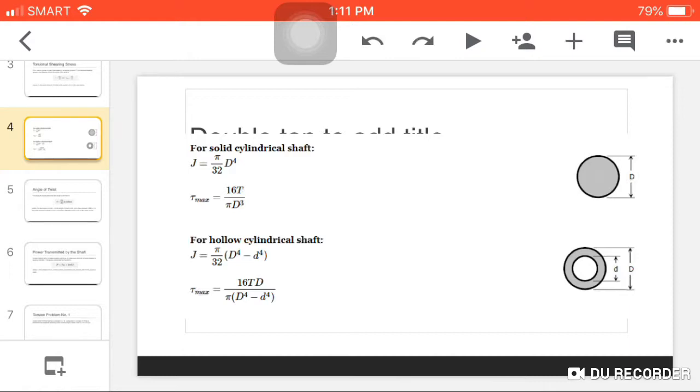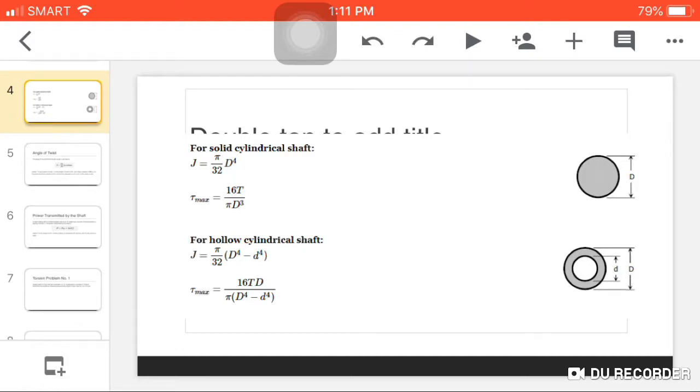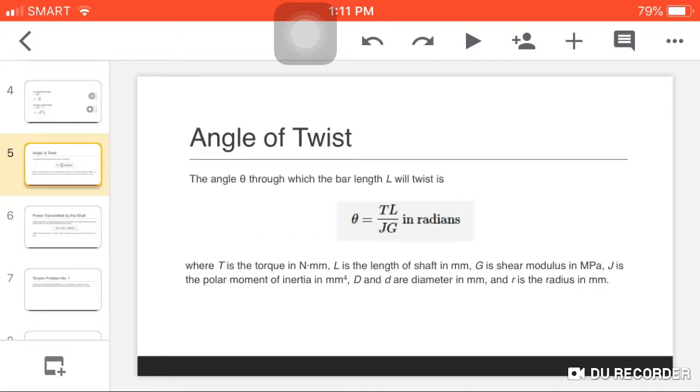Then for hollow cylindrical shaft, J, or the polar moment of inertia, is equivalent to pi divided by 32 times D to the fourth minus d to the fourth, where D is the outside diameter and d is the inside diameter, so the smaller d. So tau max is equivalent to 16TD divided by pi times D to the fourth minus d to the fourth.